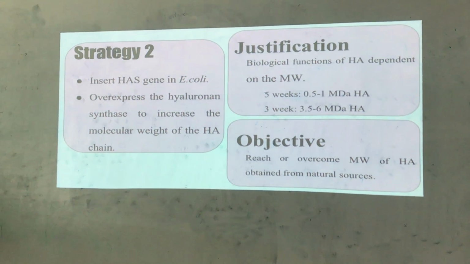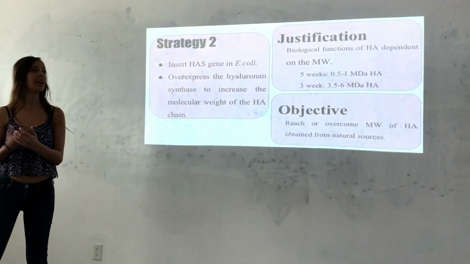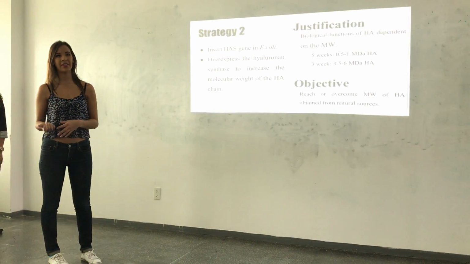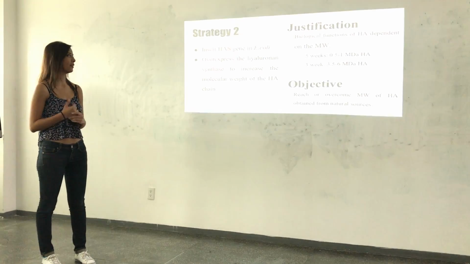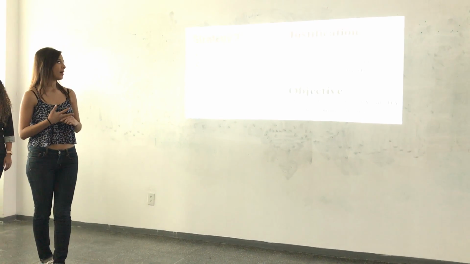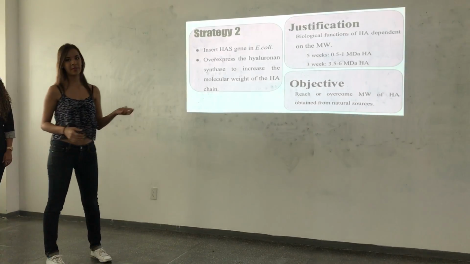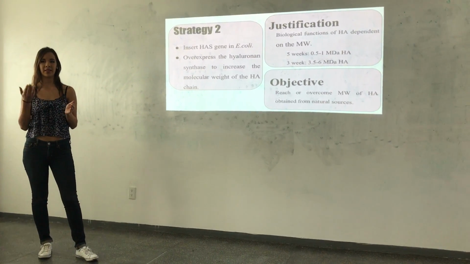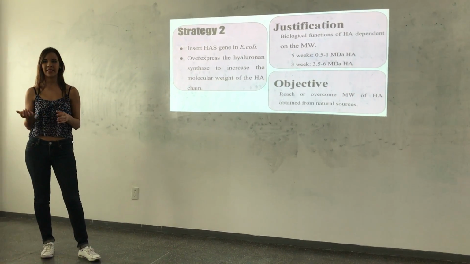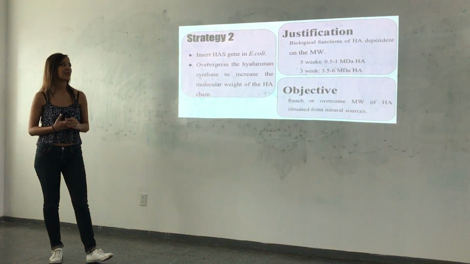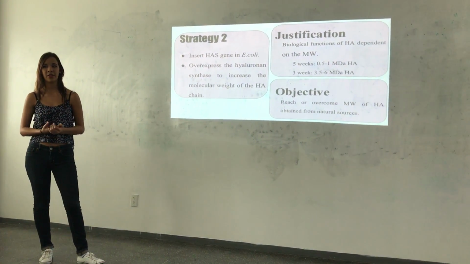Then the second strategy was to insert HAS genes in E. coli, to overexpress hyaluronic synthase and increase the hyaluronic acid. It has been reported in papers that if you increase the time the hyaluronic synthase is producing hyaluronic acid, then you will have a higher molecular weight.